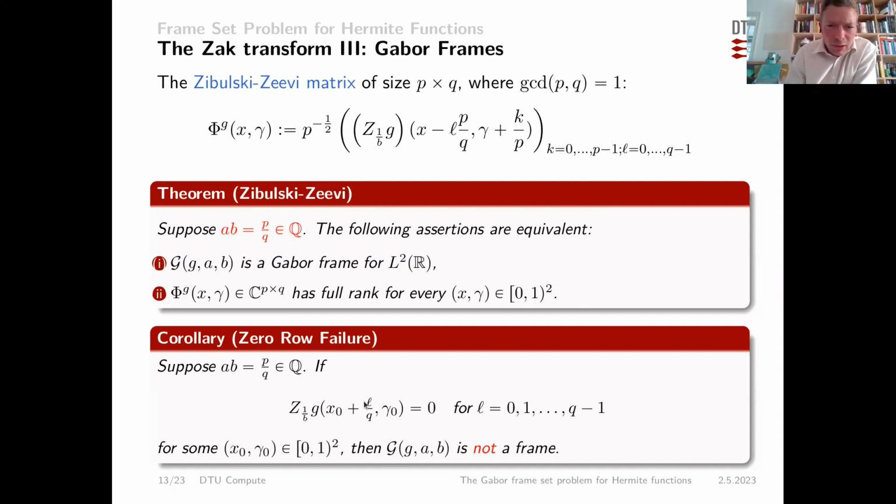So these zeros should happen on a horizontal line, where gamma is fixed, and in the x variable they should be 1 over q apart, and I should have q zeros, right? It's a short fat matrix, so it has q columns. So I need q zeros. Each of them should be 1 over q apart.